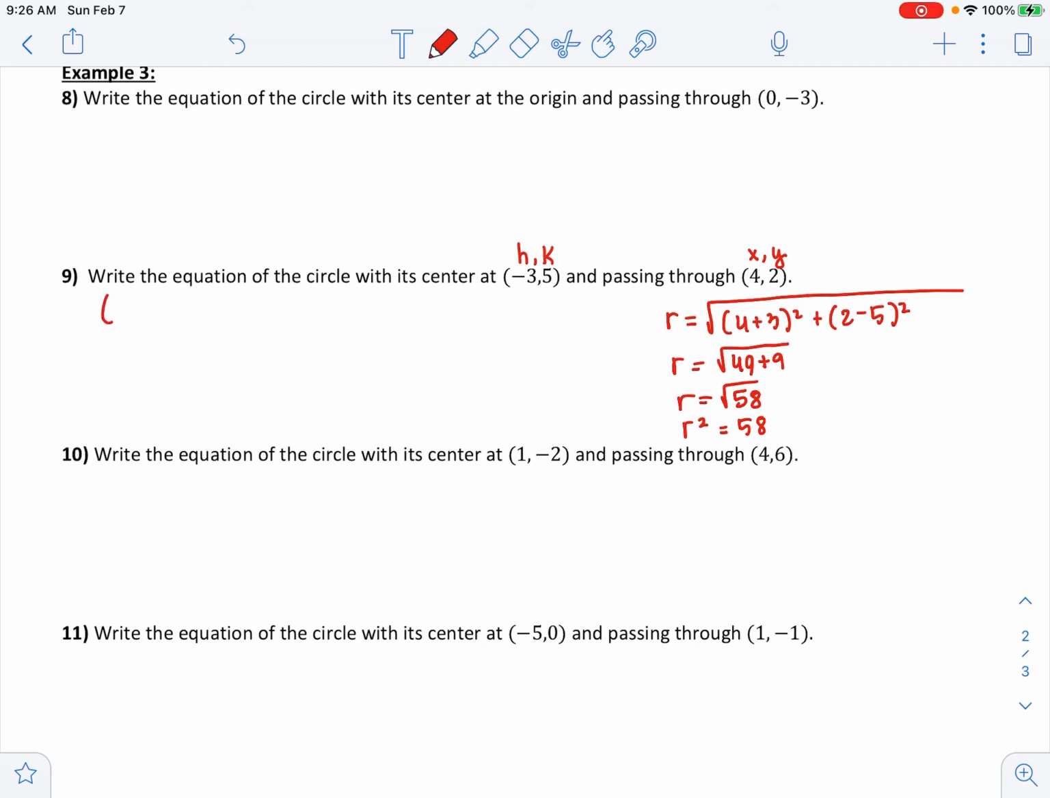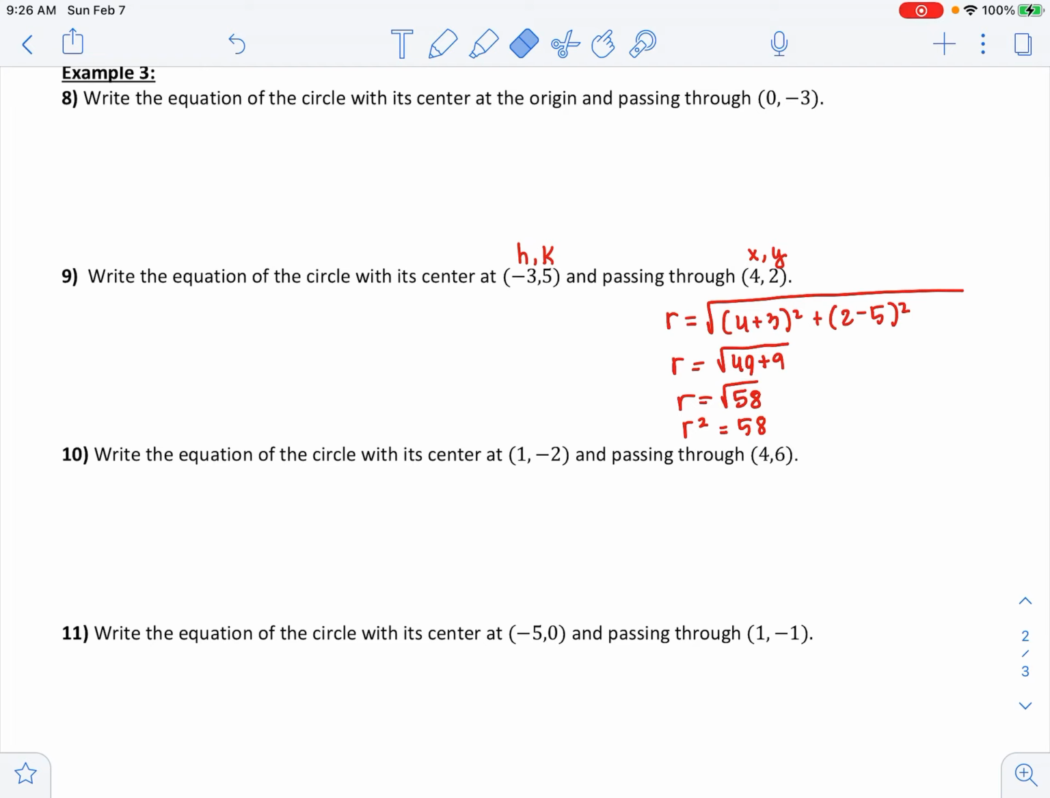You can do x minus h squared plus y minus k squared equals R squared, which is 58. And there's your answer. So that's one way, and you might be saying like, oh, that's easy. It is easy, right? But there's an easier way even. So here's how I do it, which is an easier way.